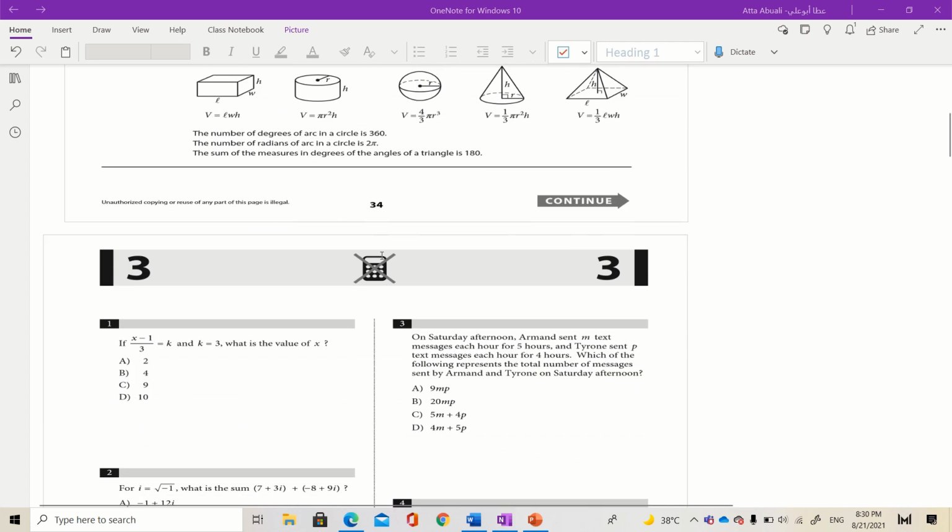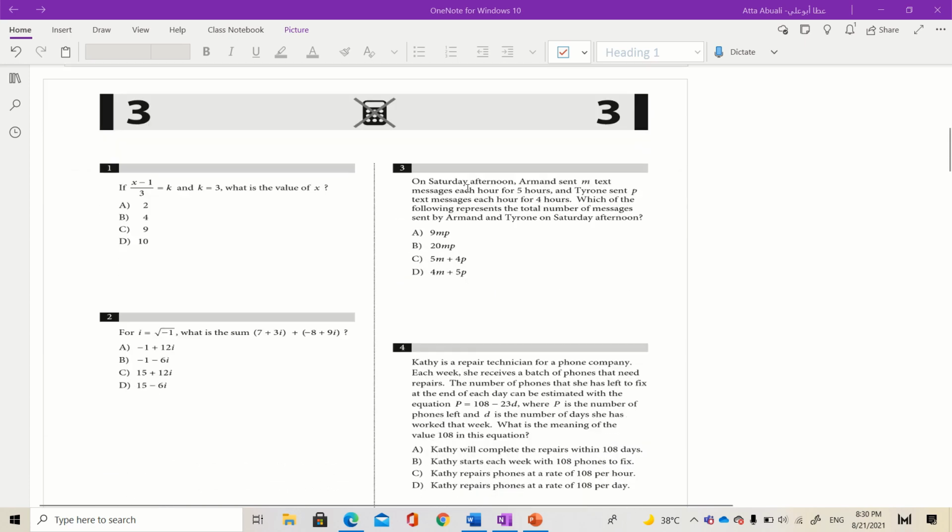Here the number of degrees of arc in a circle is 360. The number of radians of the arc in a circle is 2 pi. You can write like this. And the sum of the measures in degrees of the angles of a triangle, the 3 angles, the sum of them has to be 180. It will give you this in the sheet in the exam.